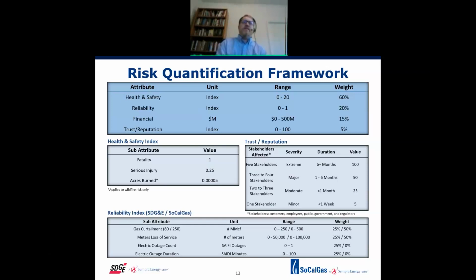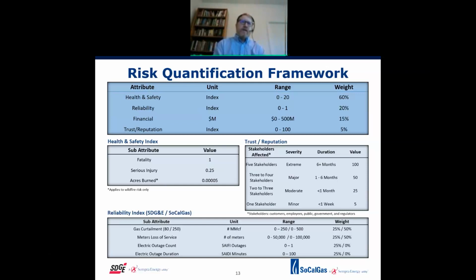The reliability index is pretty similar. I'm going down on the left side. Reliability is pretty similar to what we've done in the past. I'd like to make clear how we're presenting it here because we are showing SoCalGas and SDG&E information on the same slide. For reliability, there are a few differences between the two companies. So whenever you see a slash shown, the SDG&E is on the left side of the slash and SoCalGas is shown on the right side of the slash.